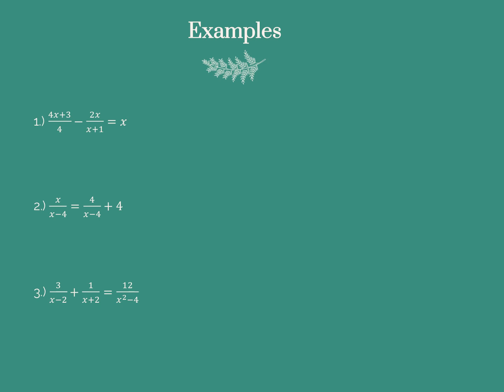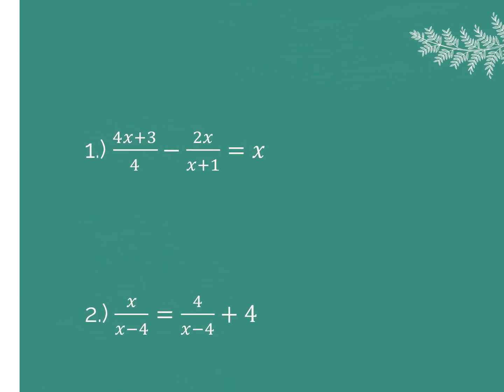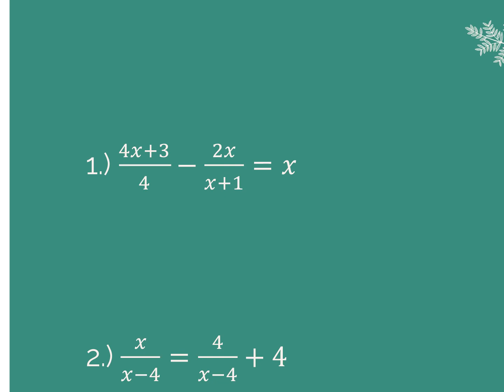So let's try a couple examples. Let's look at this first one. Our fractions here, we have 4 in the denominator and we also have an x plus 1 in the denominator. So the process is going to be the same as the last time I taught it, right? You're going to multiply the entire equation by a common denominator. And a common denominator here is going to be 4 and x plus 1.